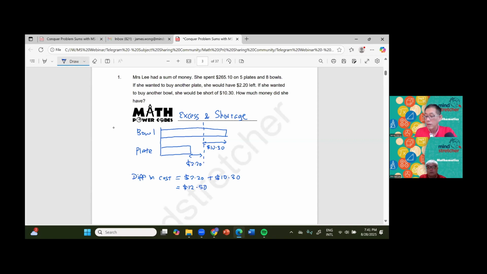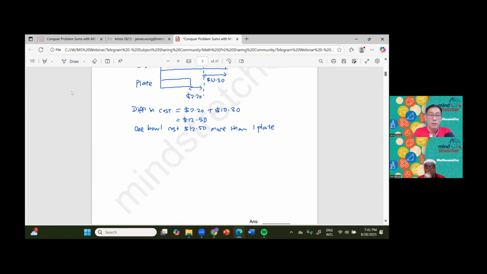Okay, so therefore I know that one bowl costs $12.50 more than one plate. I'm going to write this down for the benefit of everyone, especially for those of you who maybe didn't get this part correct. Let me scroll up a little bit.